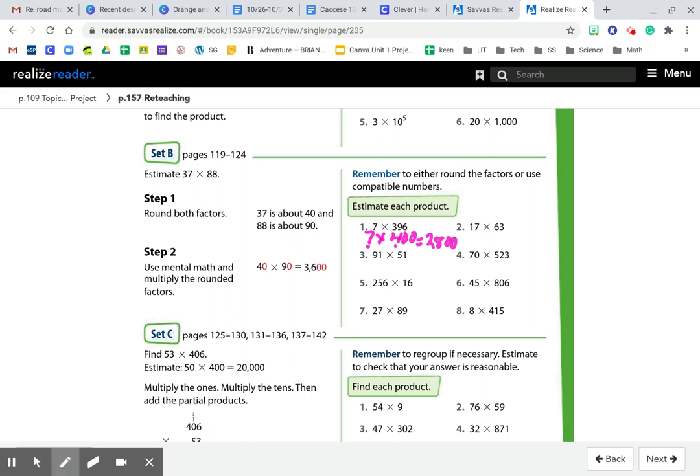Number 2, 17 times 63. Now, if you try to leave one of those alone, you could, or you could round both of these because it's not as easy to do in your head. You could do 17 times 60, but that's kind of tricky to do in your head. Or you could make this 20 times 63. So I think we're going to go with 20 times 60. We're going to round both of them. I rounded this one up and that one down. That's a good way to get close to the actual answer. Rounding one value up and one value down.